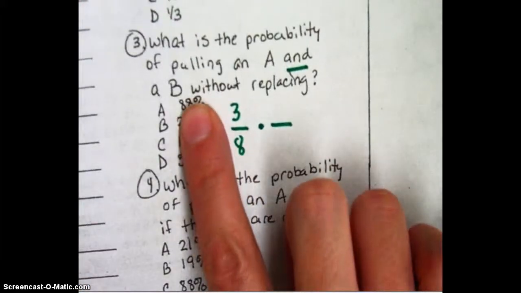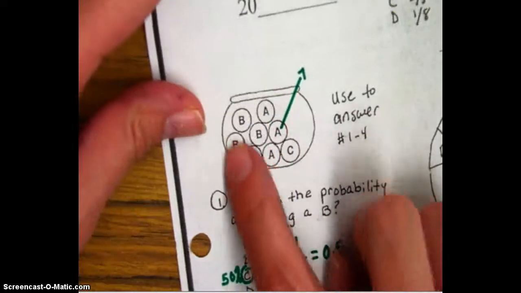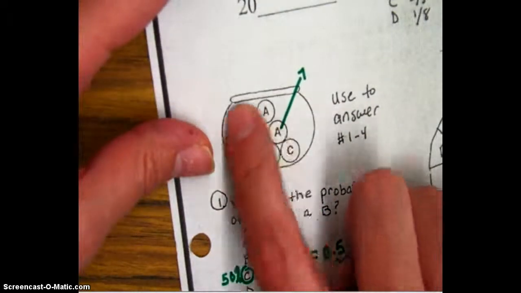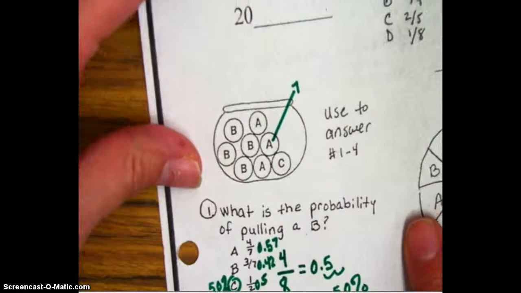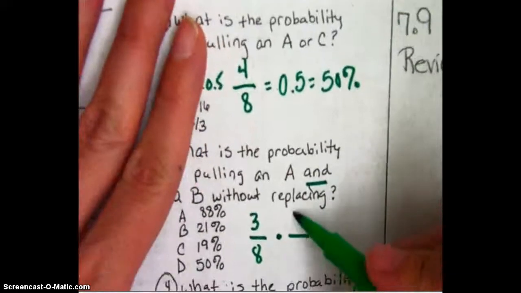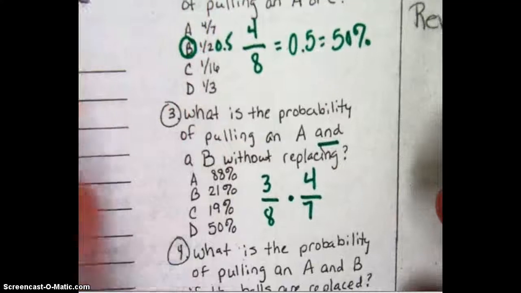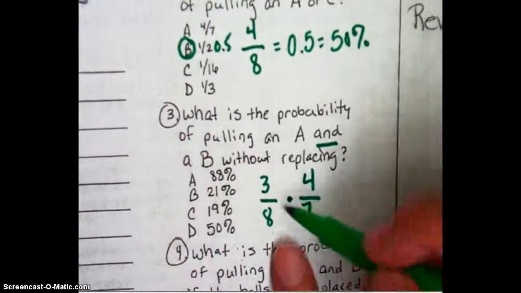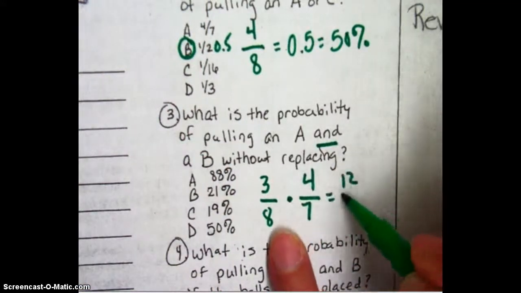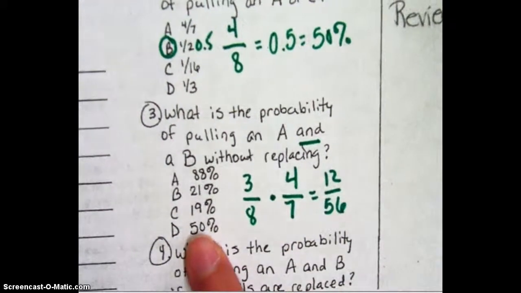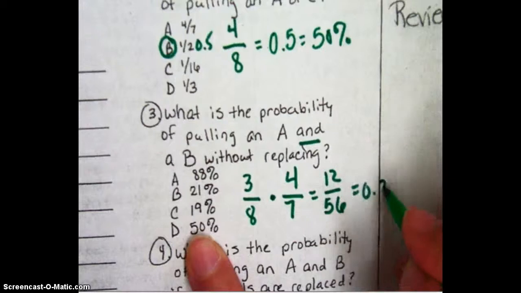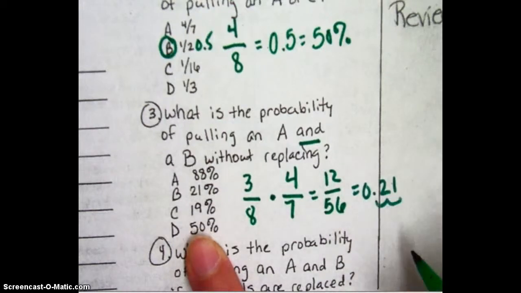The probability of pulling a B is 1, 2, 3, 4. The B's didn't change, but instead of there being 8 in here, now there's only 7. So we have a 4 in 7 chance of pulling a B, because you're only pulling one A out. So 3 times 4 is 12, and 8 times 7 is 56. Converting it to a percent, your answers are percents. 12 divided by 56 is 0.21. Move your decimal 2 places to the right, and you end up with 21%, which is B.